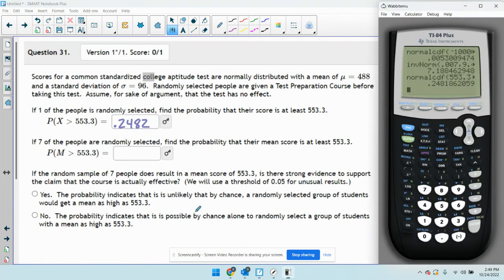Now this says the probability that 7 people are randomly selected. We're talking about a sample now. The only thing that changes when we're talking about a sample is our sigma becomes the sigma of the population divided by the square root of the sample size, divided by the square root of 7. That's just from the formula on the first page of these notes. We hit paste. Now we get a probability of 0.0359 or 0.036.